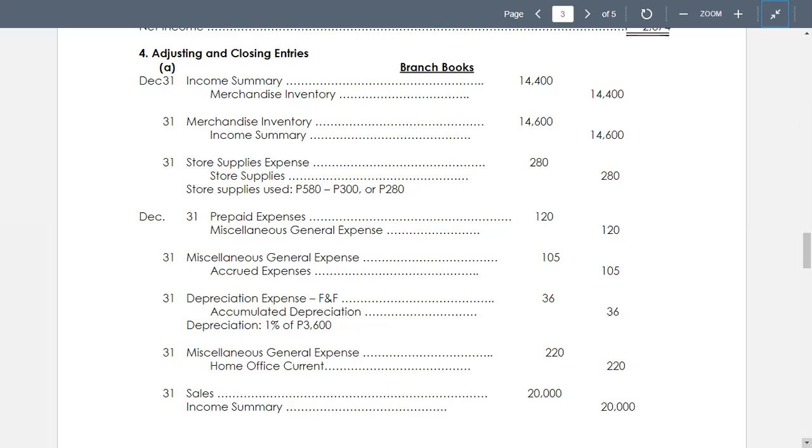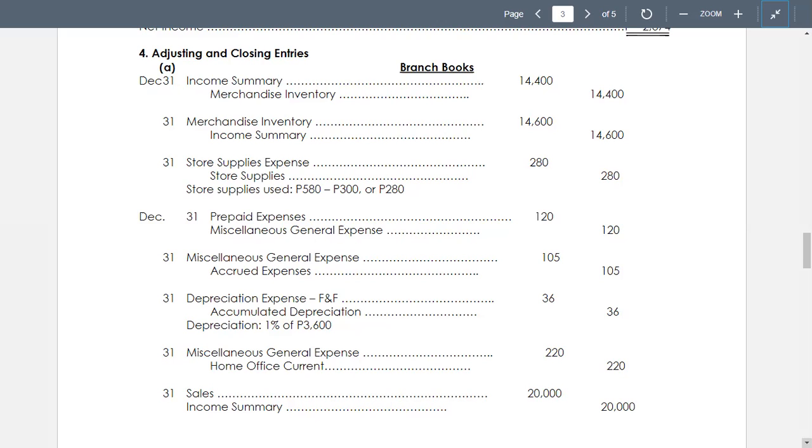So general miscellaneous expense in the books of the branch had a balance of 700. So our next entry in the books of the branch is to debit prepaid expenses 120 and to credit miscellaneous general expense. So that will be a deduction, being a credit to miscellaneous general expense.